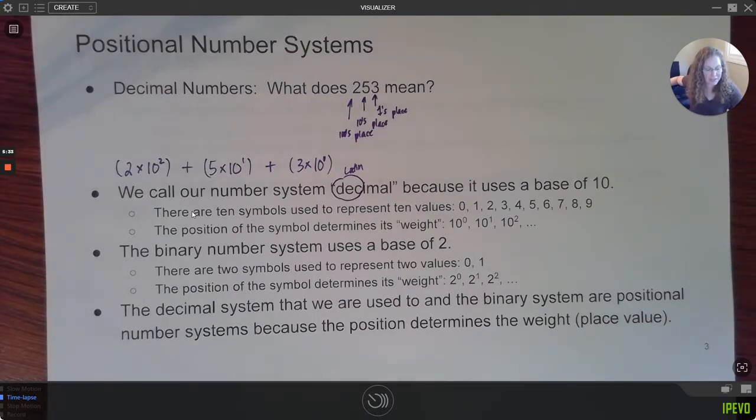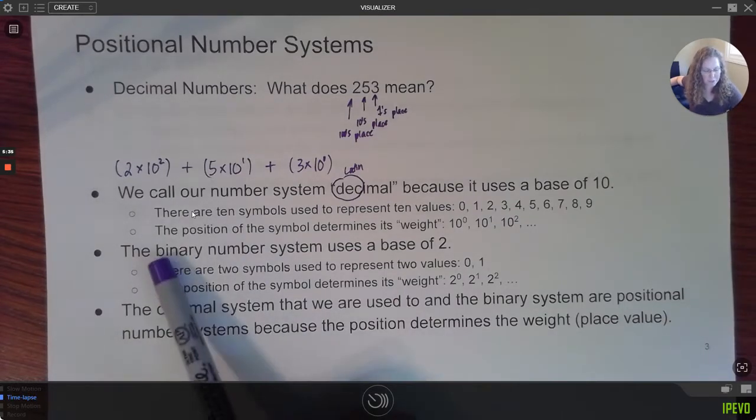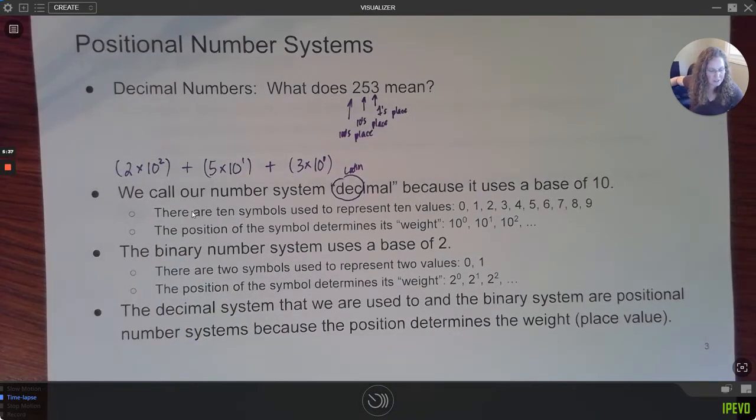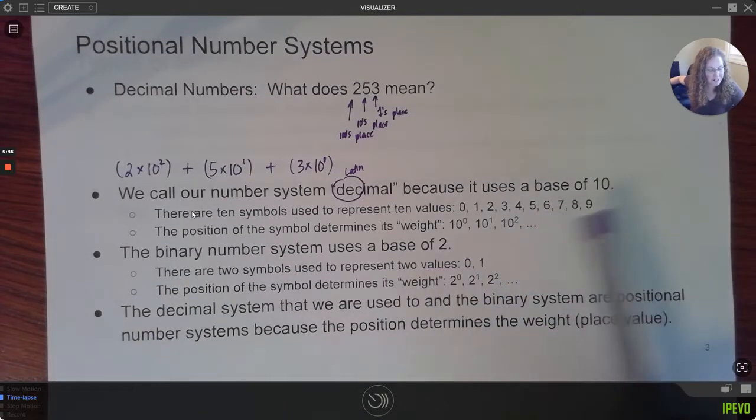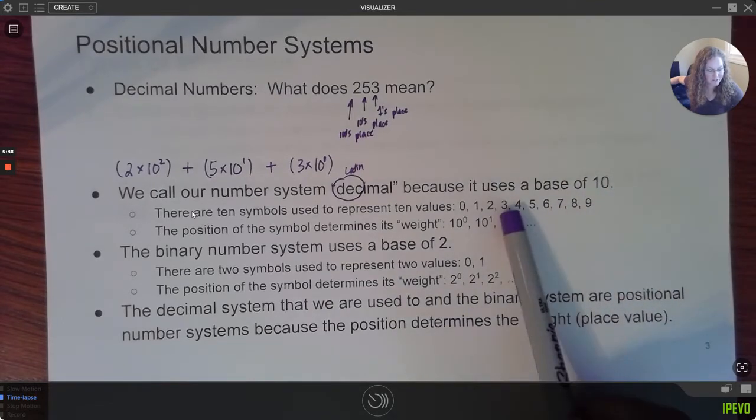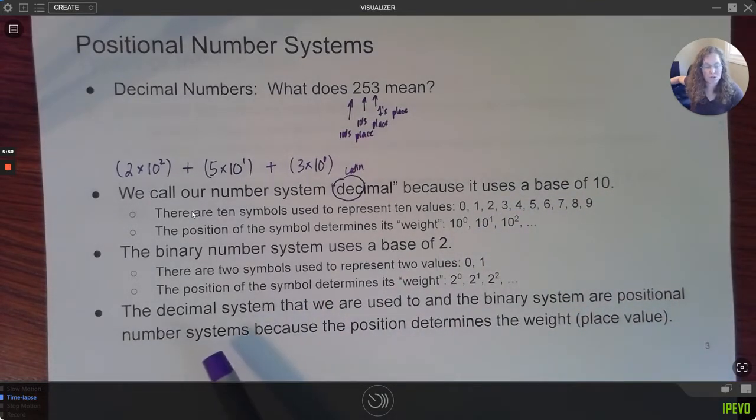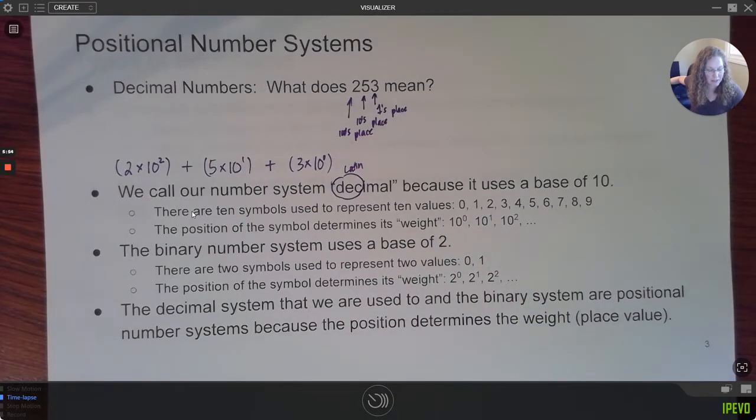So the binary number system, that should speak the number 2 to you, like a bicycle, right? The binary number system uses a base of 2. In base 10, we had 10 different symbols. In base 2, we'll only have 2 different symbols, 0 and 1. And it's a positional number system, just like our decimal system that we know, so the position of the symbol determines its weight.